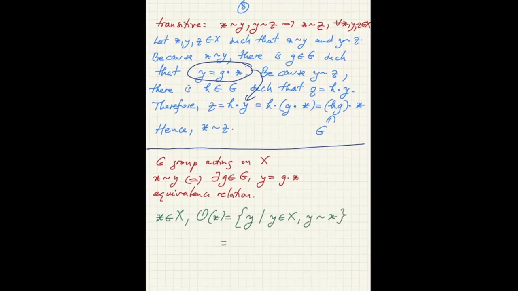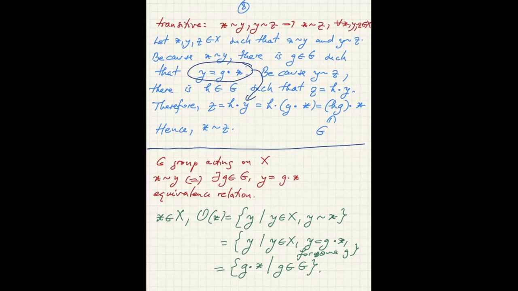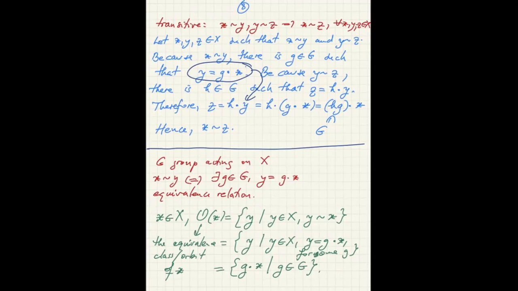And of course, from the previous definition, this is the same thing as everything y in X such that y equals g acting on x for some g. And so this can be written also as g acting on x for all g in G. This is the set O of x, which is the orbit of x. Like I said, this is called the equivalence class or the orbit of x. We'll do some examples in a second, but I need to define one more thing.